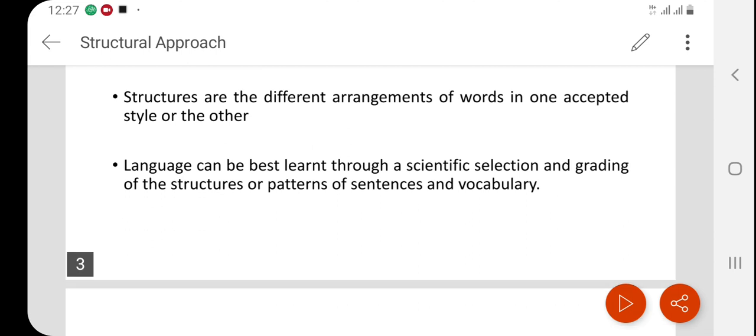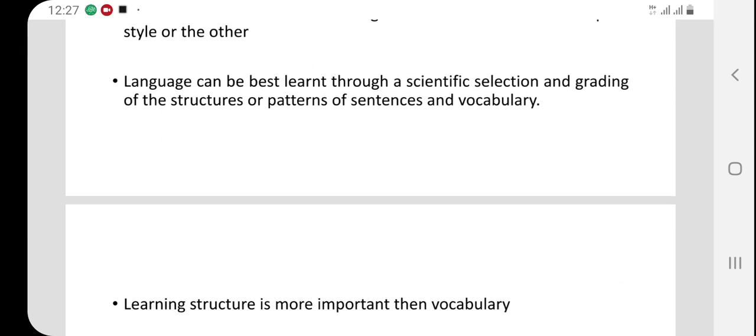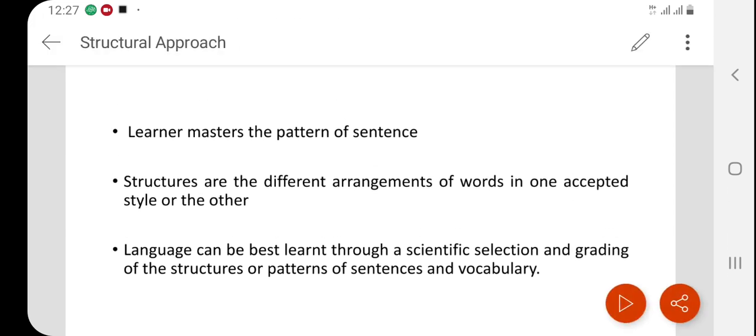Through scientific selection and grading of the structures, again the same thing. One thing must be clear here: when we say that we do not focus on vocabulary, it doesn't mean that we completely set aside or completely forget about vocabulary, because when we say the arrangement of the words in a sequence, the words are actually vocabulary. So how can we make sentences? We can make them with the simple words that the learners have learned. From those words we try to teach them the different structures. So do not be confused that vocabulary is completely missing in this approach. Without vocabulary we cannot make sentences.